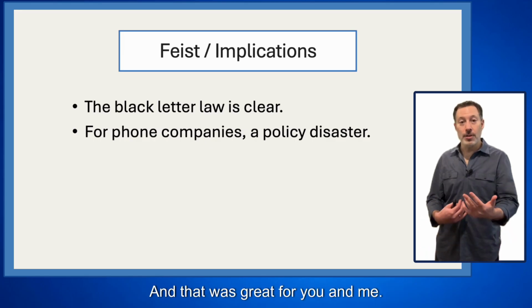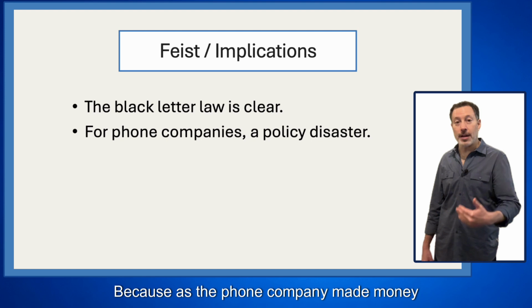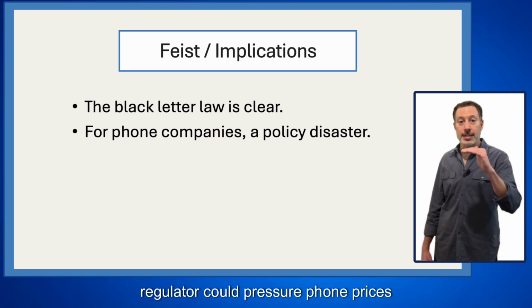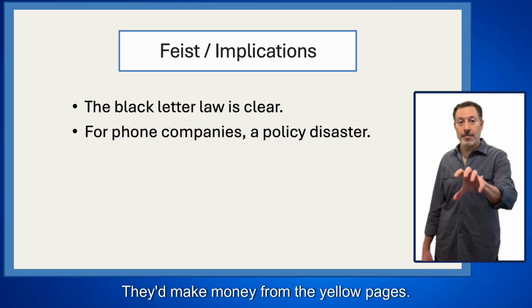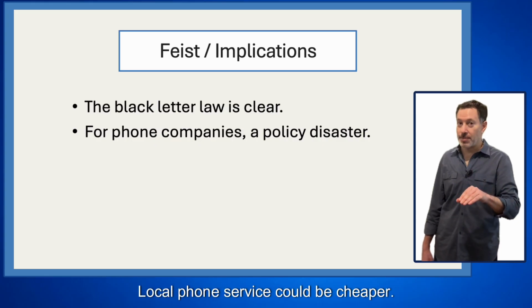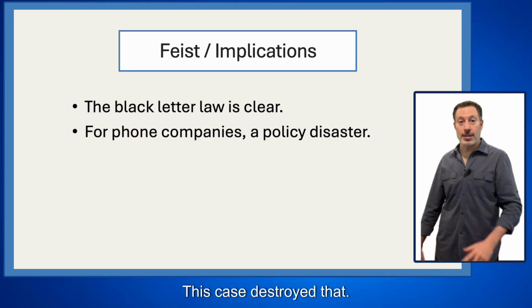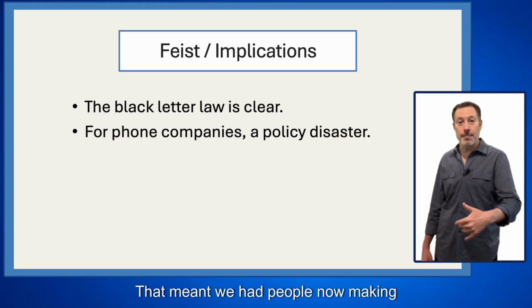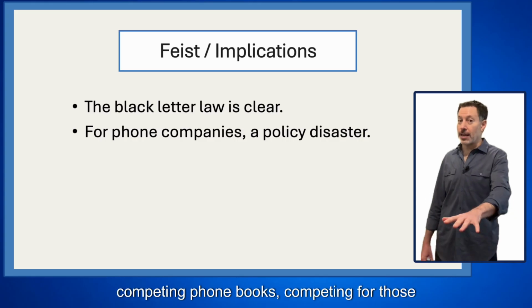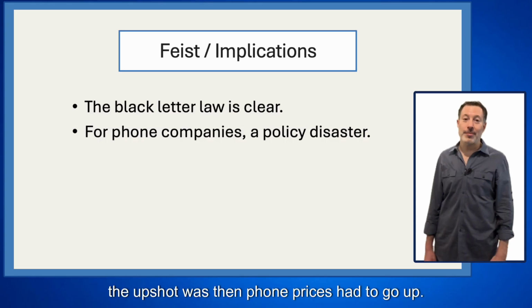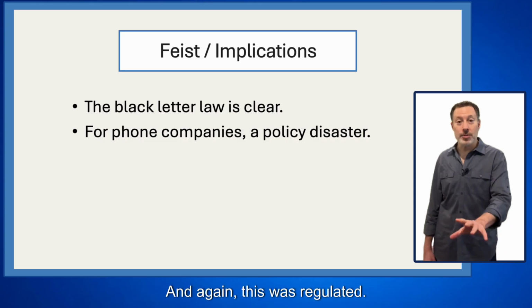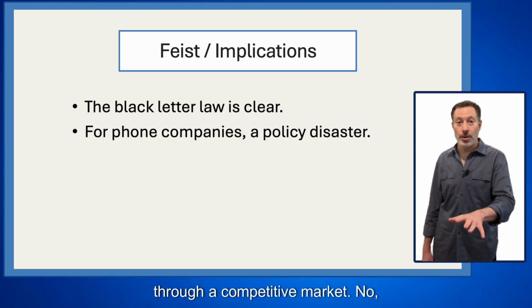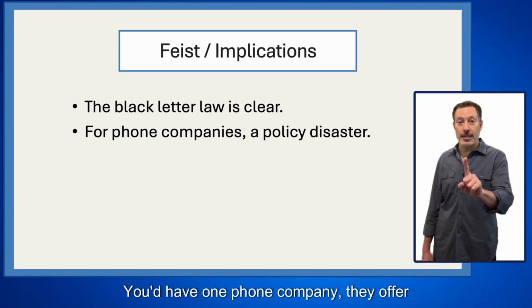And that was great for you and me. Because as the phone company made money from ads in the phone books, that meant the regulator could pressure phone prices down. They'd make money from the yellow pages, local phone service could be cheaper. This case destroyed that. This case said phone books are not protected by copyright. That meant we had people now making competing phone books, competing for those ad dollars. And the upshot was then phone prices had to go up. And again, this was regulated. So it's not like we were messing with this through a competitive market. No. You'd have one phone company, they offer regulated service.